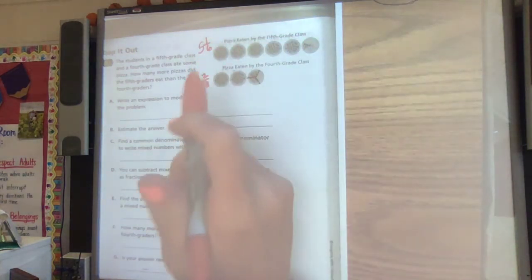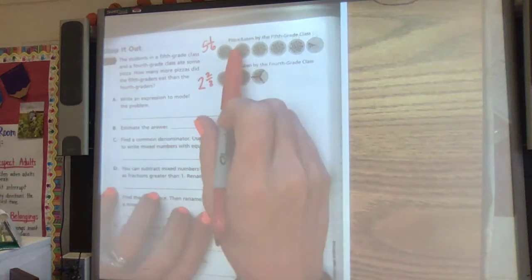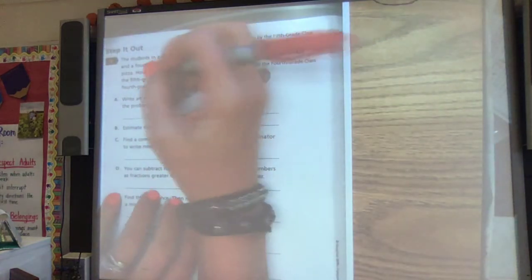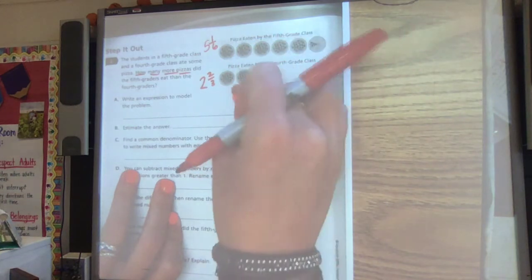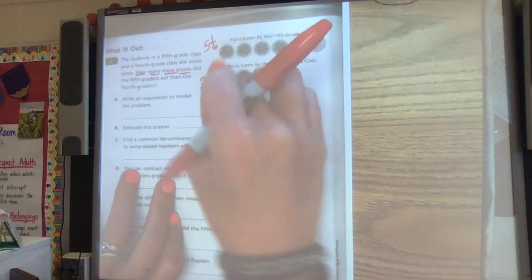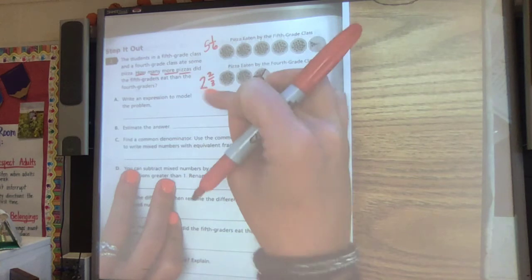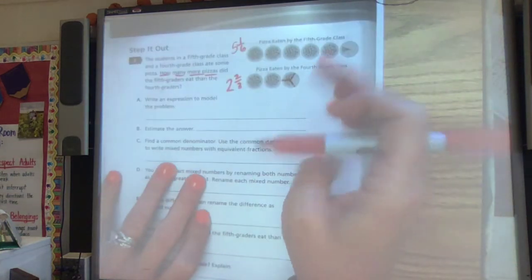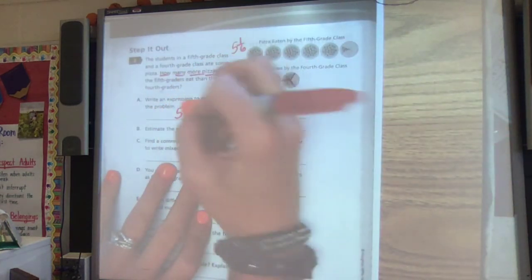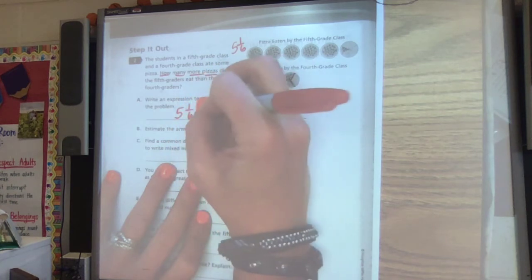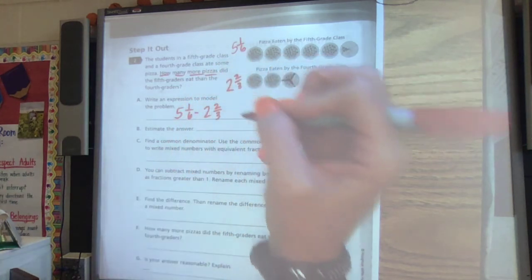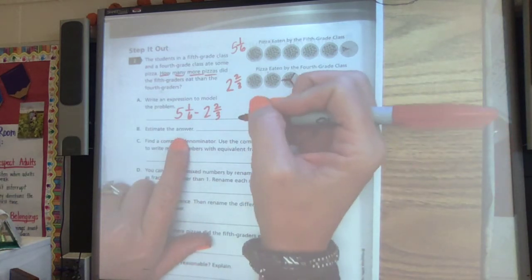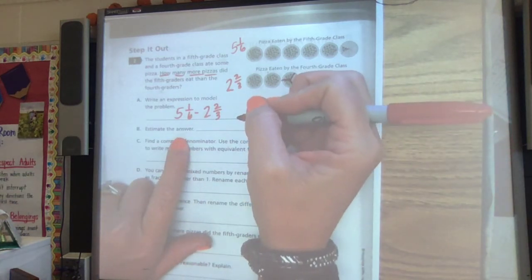So our first job is to write an expression to model this. Remember it said, how many more pizzas did 5th grade eat than 4th grade? So how much bigger is 5 and 1/6 than 2 and 2/3? So one way we can do that is by subtracting 5 and 1/6 minus 2 and 2/3. And then it asks us to estimate the answer.